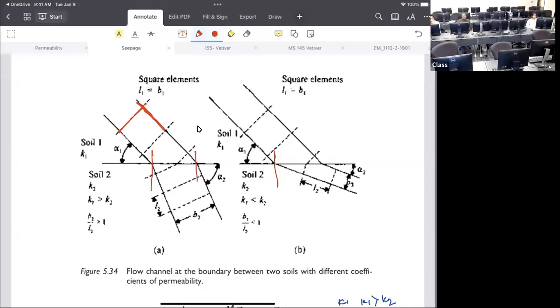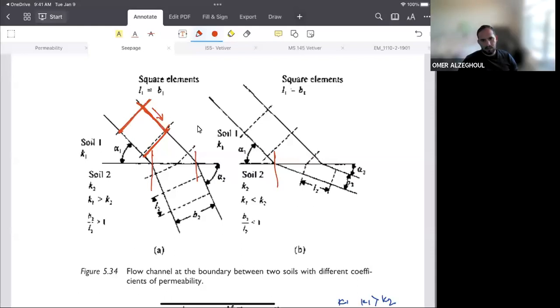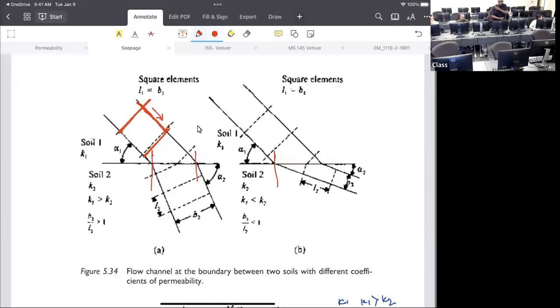So what is the first one? This is the flow line, and in between these two lines are the equipotential lines. So in our regular flow net calculations, what happens? The distance should be the same, right? But whenever we have two different layers of soil, then we need to adjust, right? It cannot be fixed anymore.